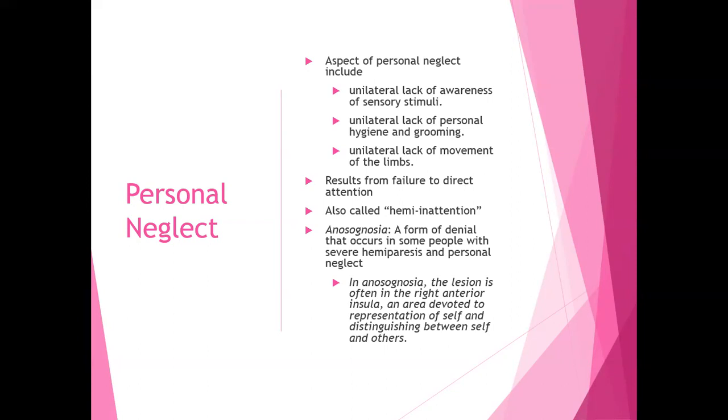Gosh, I'm having some neglect problems with that particular word, but that word is a form of denial that occurs in some people with severe hemiparesis and personal neglect. The lesion is often in the right anterior insula, which is in the thalamus, and it's an area devoted to the representation of self and distinguishing between self and others. So you don't perceive that the hemiplegic side is your hand. You might see that left hand, but it doesn't look like your hand. It looks like somebody else's hand. Very interesting. I'll work on the pronunciation of that word.